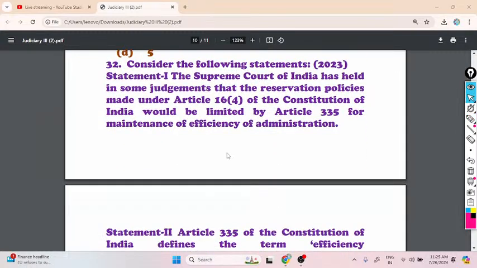Question 32. Consider the following statements. These are possible questions, previous year questions of 2023. The Supreme Court of India has held in some judgments that the reservation policies made under Article 16(4) of the Constitution of India would be limited by Article 335 for maintenance of efficiency of administration. That is a correct statement. Although reservation is provided, the efficiency in the administrative sphere cannot be compromised in the name of reservation. Efficient people should be chosen. That is the most fundamental thing of governance.